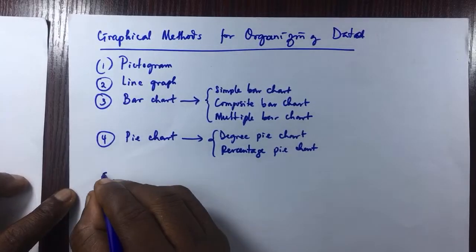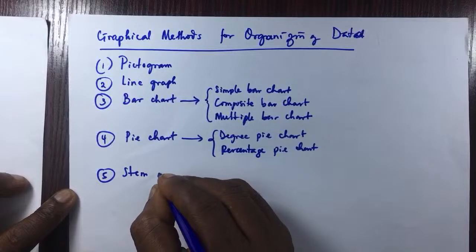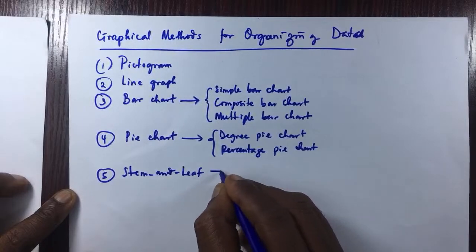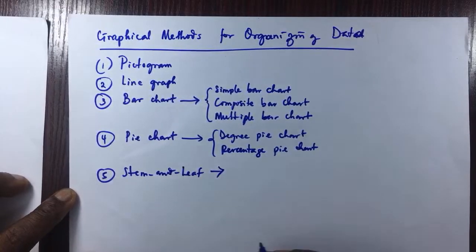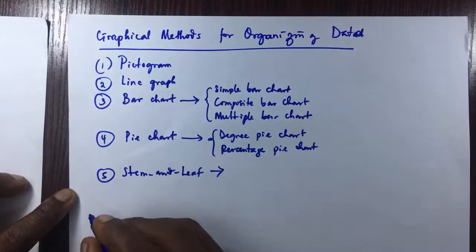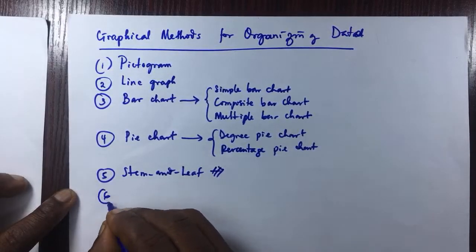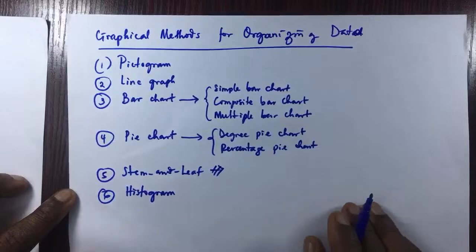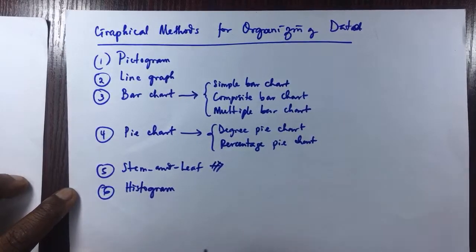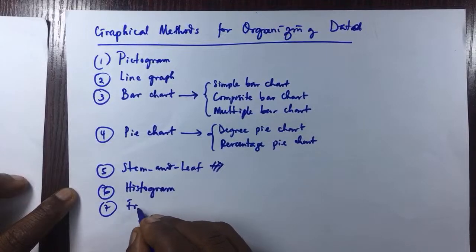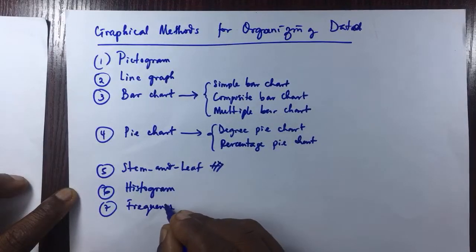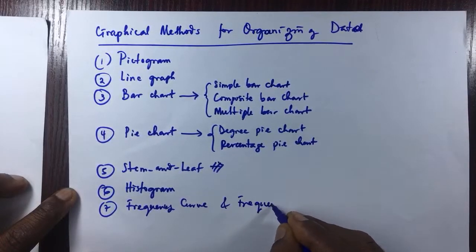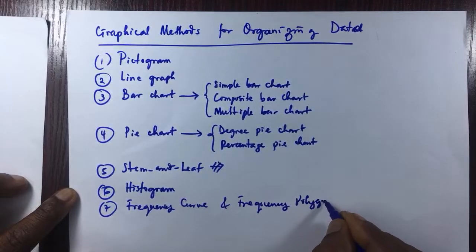Okay, so the next one we are going to be looking at is the stem and leaf plot. In that class, we are going to be discussing the stem and leaf plot. Then comes number 6. We shall be looking at the histogram as a graphical technique. We shall be looking at number 7, the frequency curve and frequency polygon.